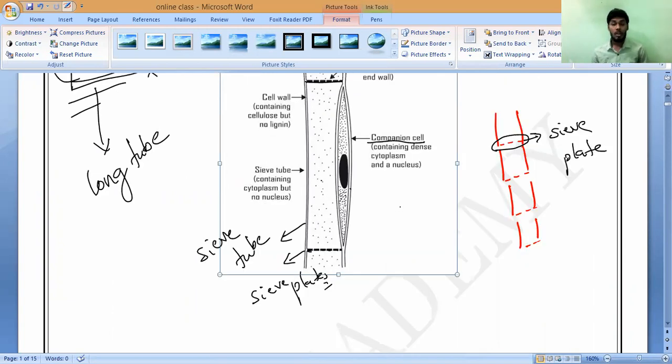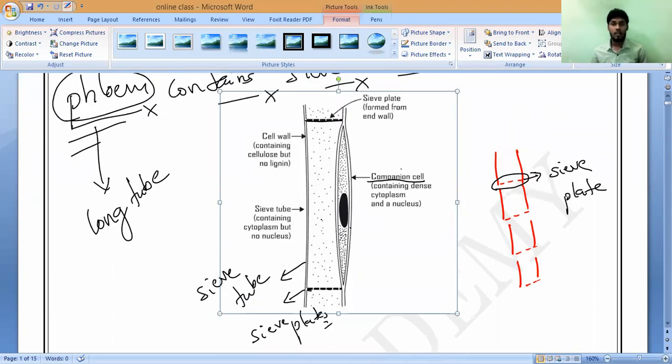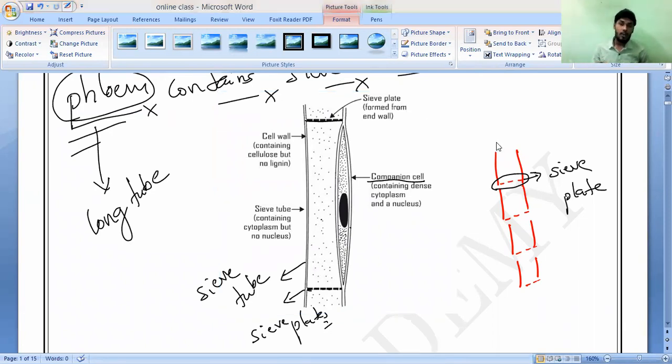Companion cells. All of you should remember. So where will the sieve plate form? That is my question. Where will the sieve plate form? Sieve plates, where will they form? Speak, all of you. Sieve plates are formed at where?